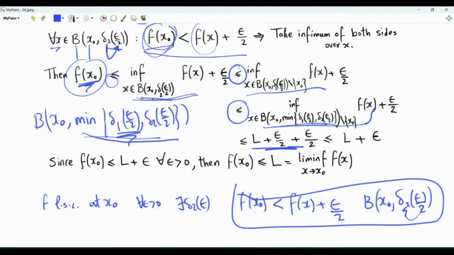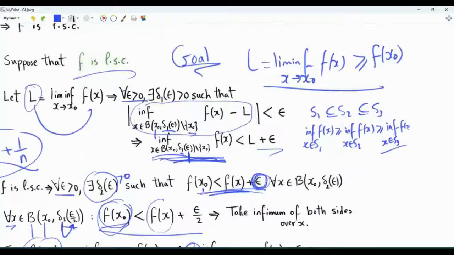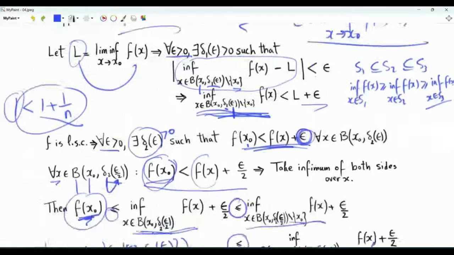Now take the infimum of both sides over x in this ball. Then, not a problem if we exclude x0. We will have here an inequality less than or equal to. Recall this fact here. If S3 contains S2 and S2 contains S1, then the infimum of f of x if x is in S3 will be less than or equal to the infimum of f of x if x is just in S2. And this in turn is less than or equal to the infimum of f of x if we use x in S1.